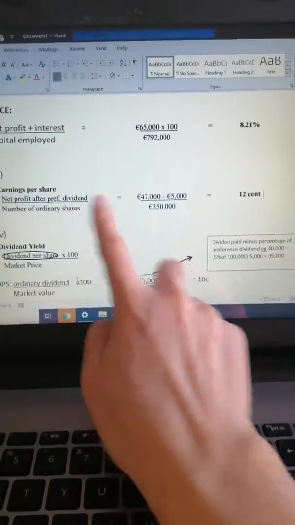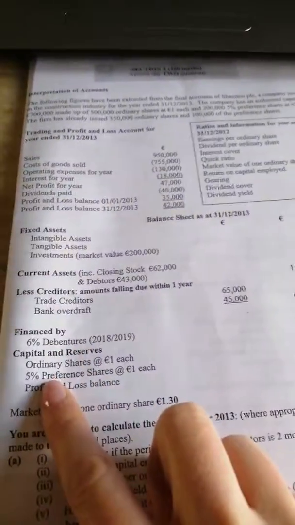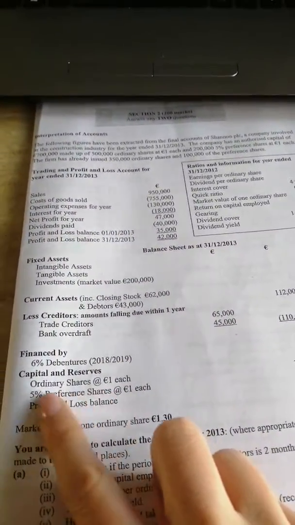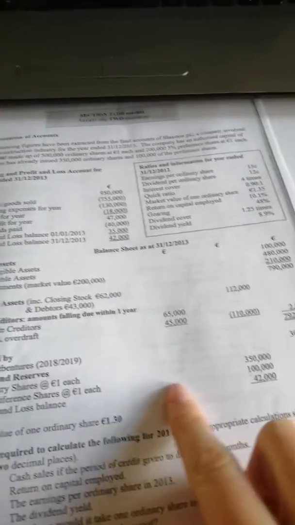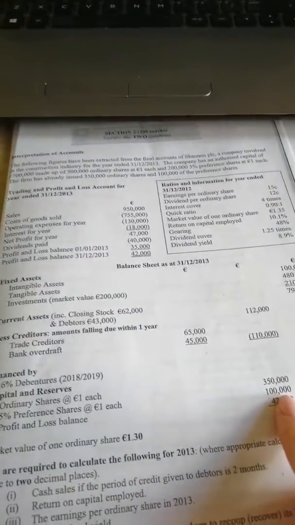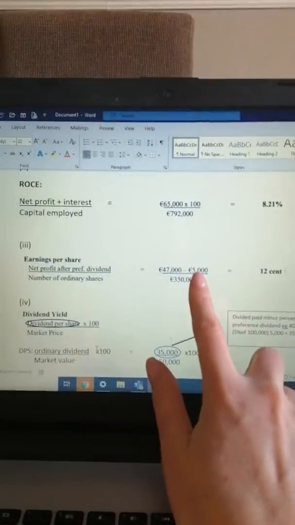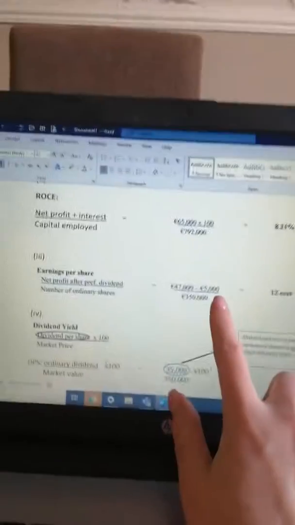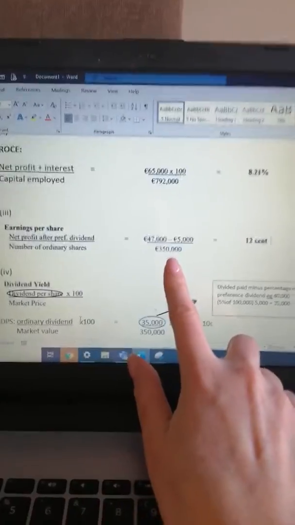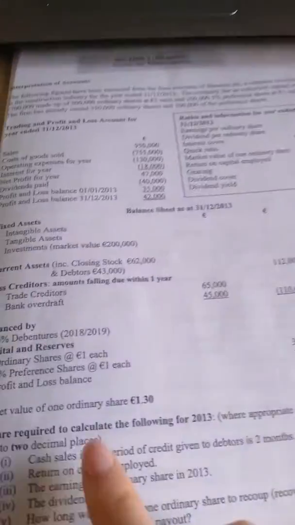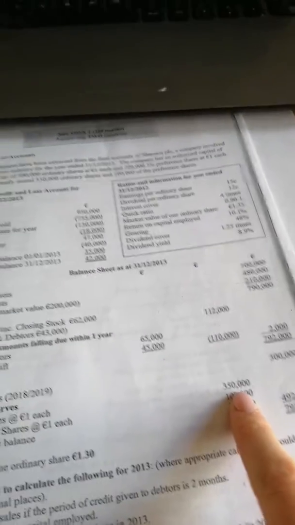It's a percentage of preference dividends of 5,000. So if you look at the question, you go to preference shares, we'll see they're 5% and there's 100,000 of them. So 100,000 multiplied by 5% is 5,000. So that's your preference dividend, 5,000, over the number of ordinary shares, which is in your question. Our ordinary shares, the amount of them is 350,000. Okay, and that's how you get that.